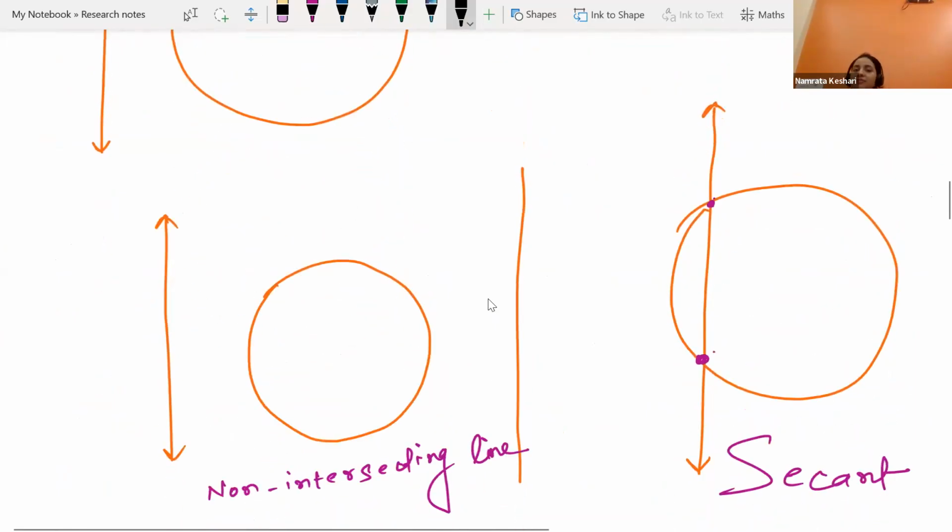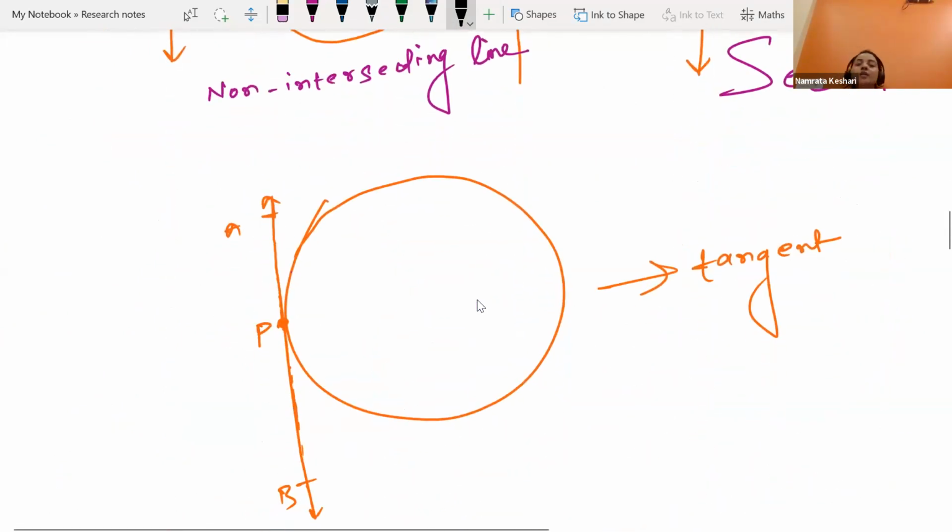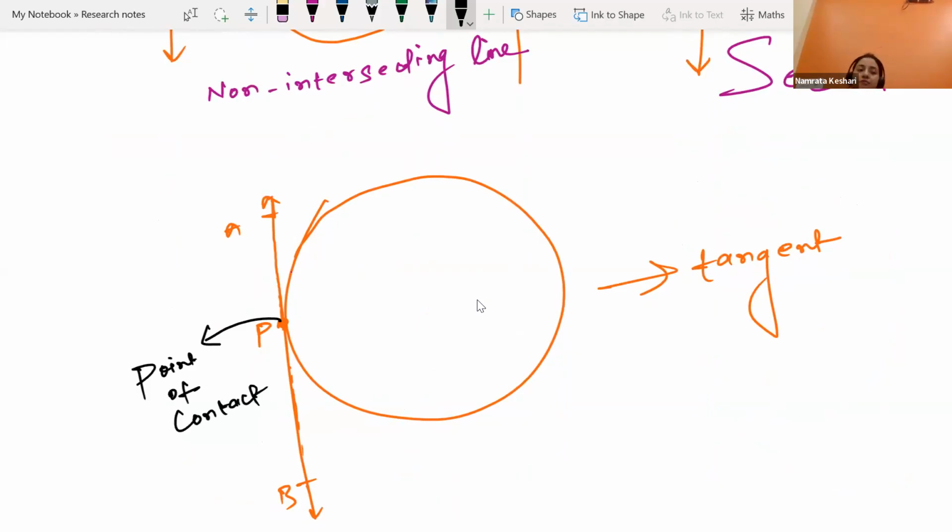So first we have taken a circle and a line and we realized what the names are. When the line is not intersecting the circle, we'll be calling it a non-intersecting line. When it is intersecting it, we'll be calling it a secant. When it is touching the circle at one and only one point, we will be calling it a tangent. Tangent at P, and this point P is called the point of contact, which we will be using when we are talking about a tangent line.